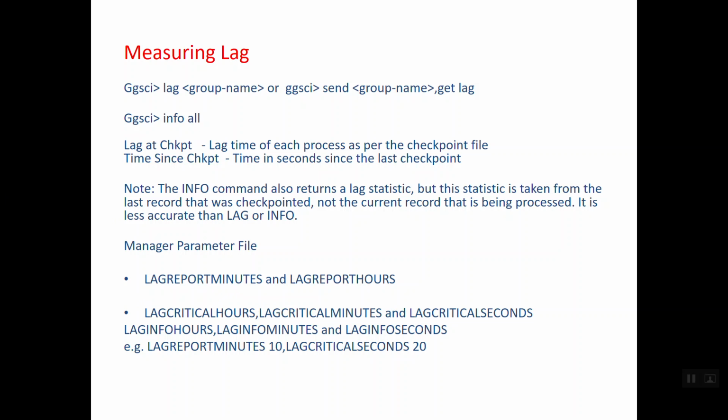We can send info messages as well as critical messages. There is an example at the bottom: lag report minutes 10, lag critical seconds 20. What it means is that every 10 minutes it will send a message to the ggserr.log file if any process has a lag of more than 20 seconds.